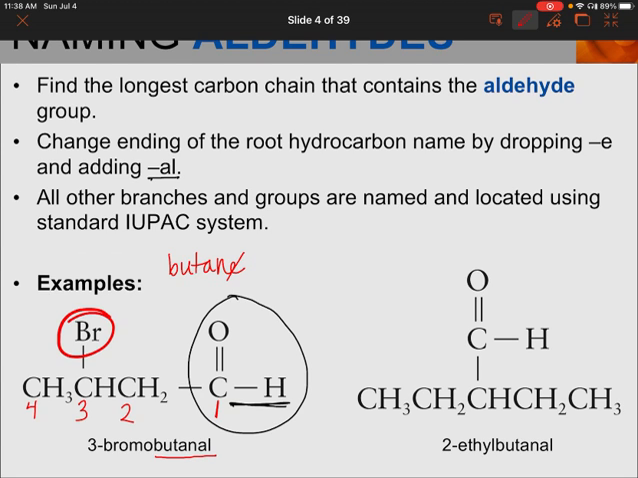Now we also do have a bromine group attached to carbon 3, so we'll just call that 3-bromobutanal.